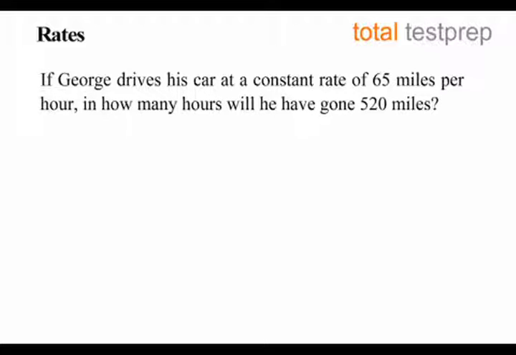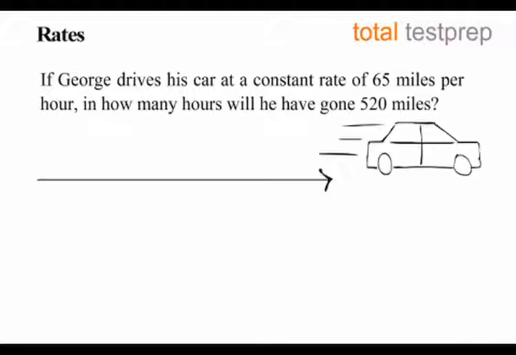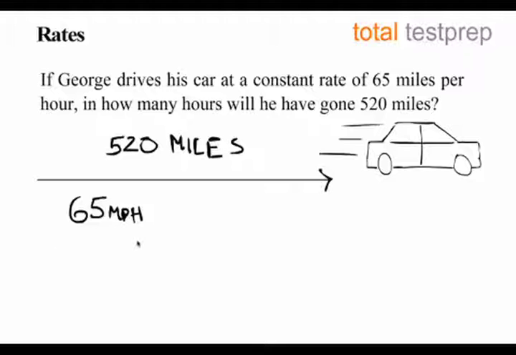So if George drives his car at a constant rate of 65 miles per hour, in how many hours will he have gone 520 miles? Well, we know that George drove 520 miles. So what you do is you write a distance bar. Whenever you have a question involving distance, draw a distance bar and write the distance on top. Then write the rate on the bottom. Since we know that he drove 65 miles per hour, put the rate down here. What we don't know is the time.